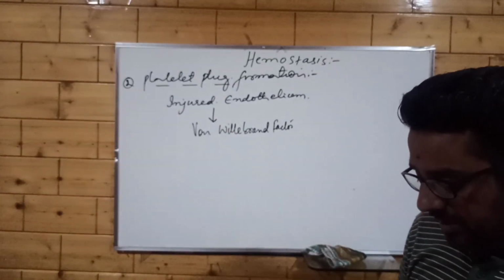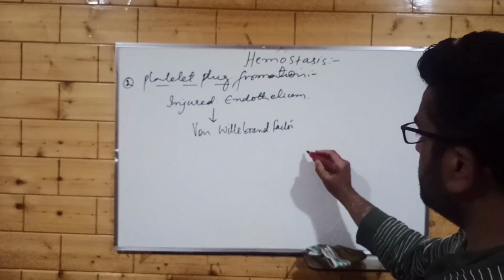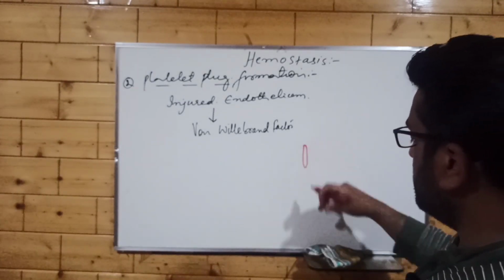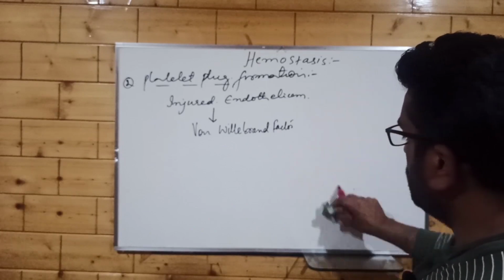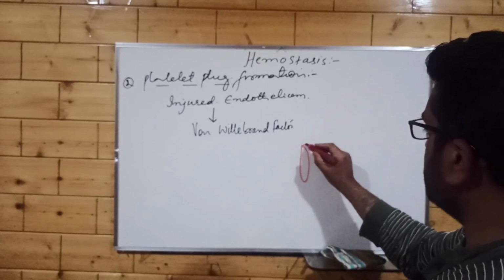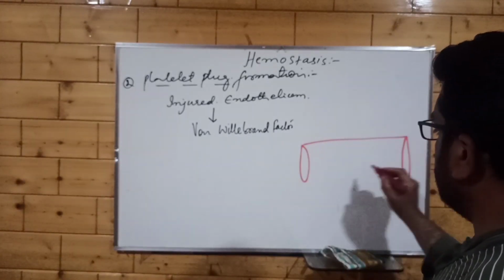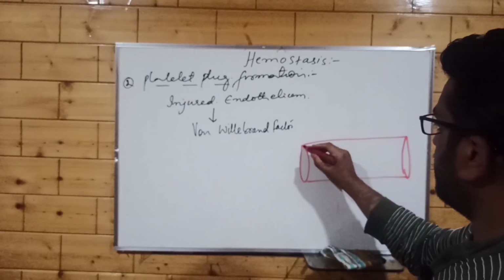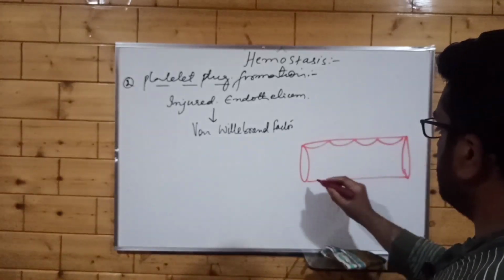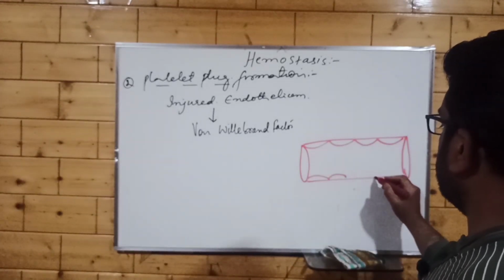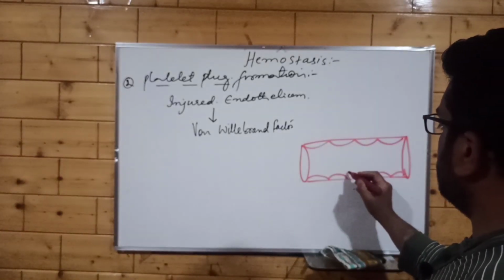And this von Willebrand factor, let us first see here. This is a blood vessel which has got damaged. Let's suppose this is a blood vessel that has been damaged, okay? This is its endothelium, right? And say for example here the blood vessel has got damaged.